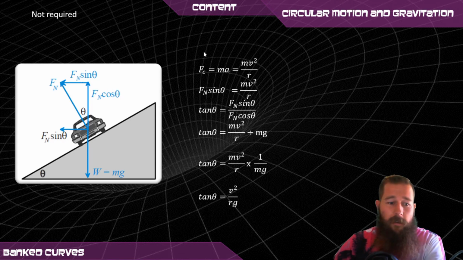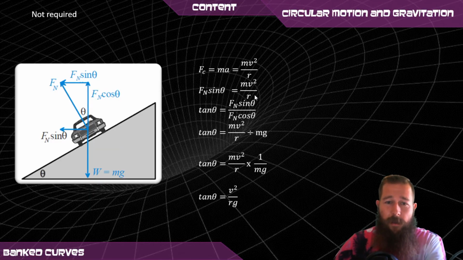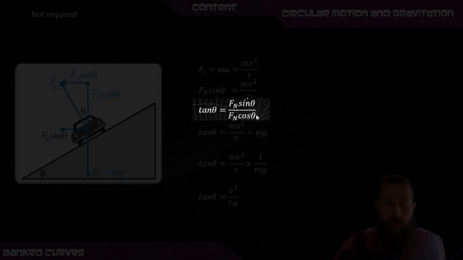Okay, so breaking it down, we found previously that the horizontal component of the normal force is given by the normal force sine theta, but this is also equal to the centripetal force, being mv squared on r. So we can equate the two values here. So going further, finding a relationship between the horizontal and vertical components of the normal force, we can see that tan theta is opposite over adjacent. So it's the normal force sine theta over the normal force cos theta.